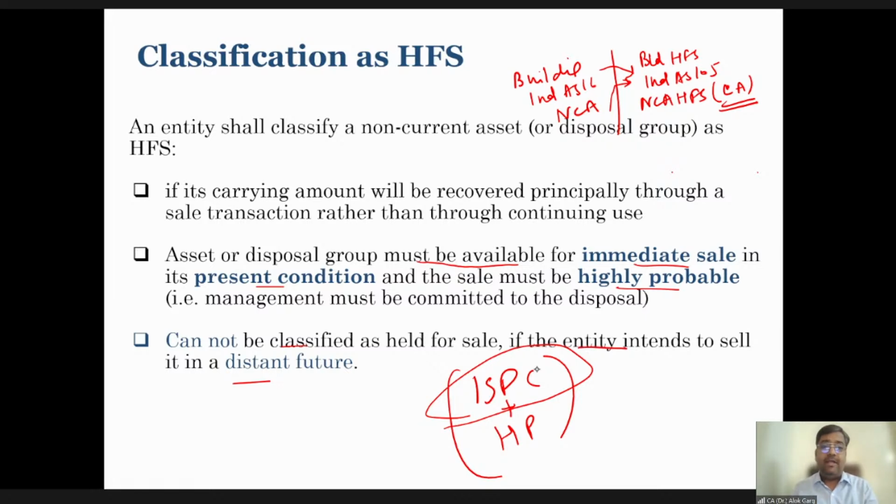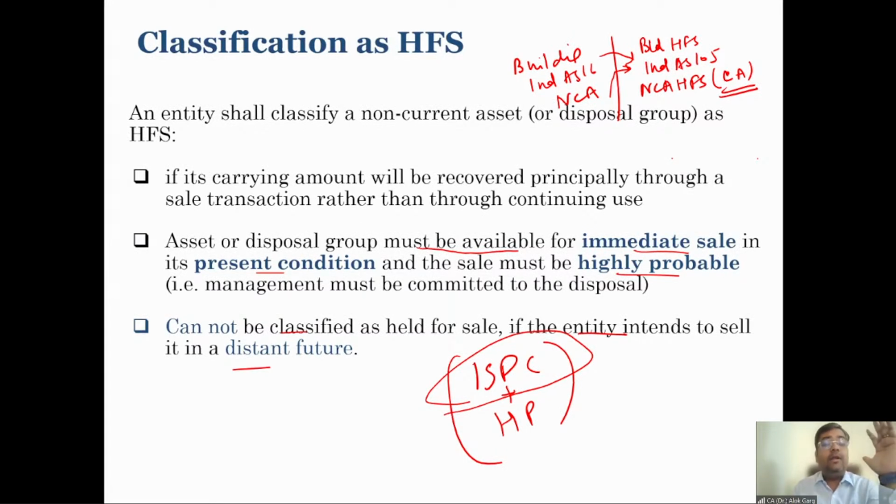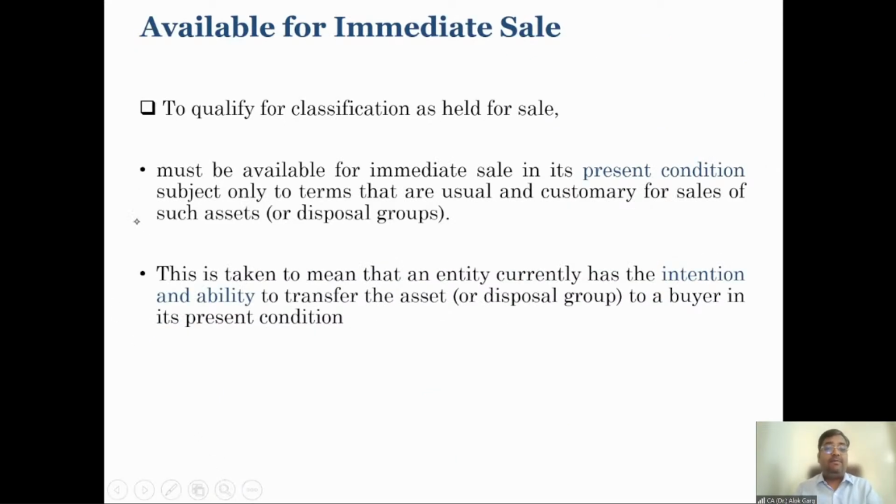And very good, Manini, you have mentioned that intention was not there in the first case. Have you got it? Yes or no? Okay. So friends, an asset or disposal group will be classified as held for sale when two conditions are met. What is the first? It is available for immediate sale in the present condition, and the sale must be highly probable.